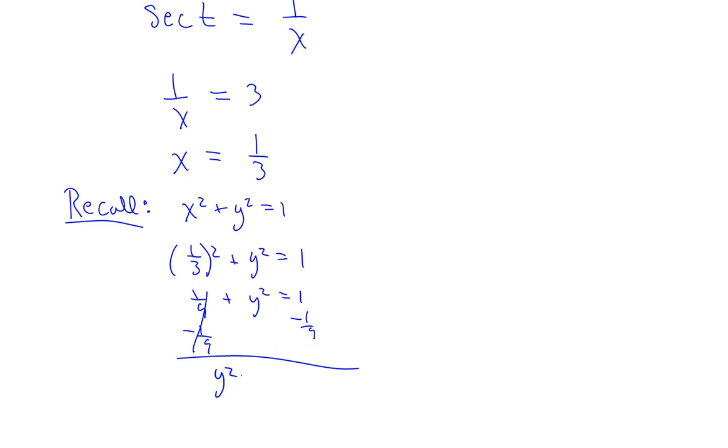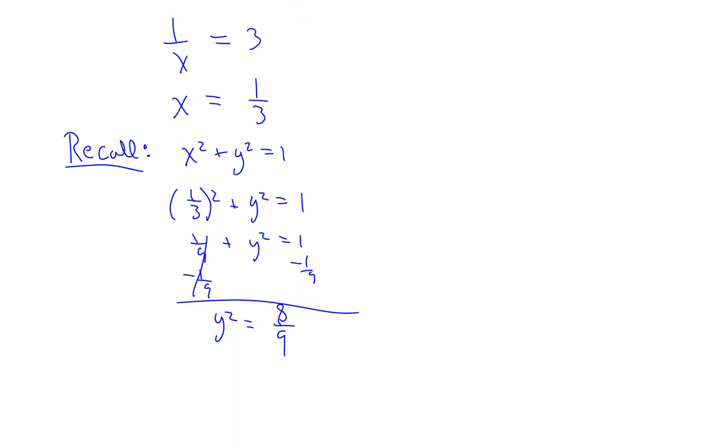That leaves us with y squared equals, on the right side, 1 minus 1/9. Well, let's think about this. We need a common denominator, which would be 9/9. So we're really looking at 9/9 minus 1/9, which is 8/9. And then we want to find y, not y squared. So we would take the square root of both sides of this equation.